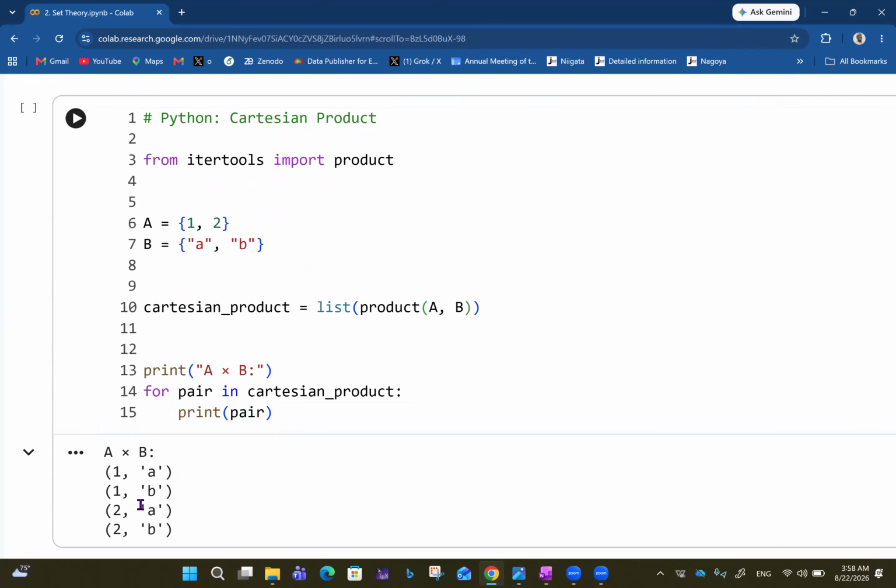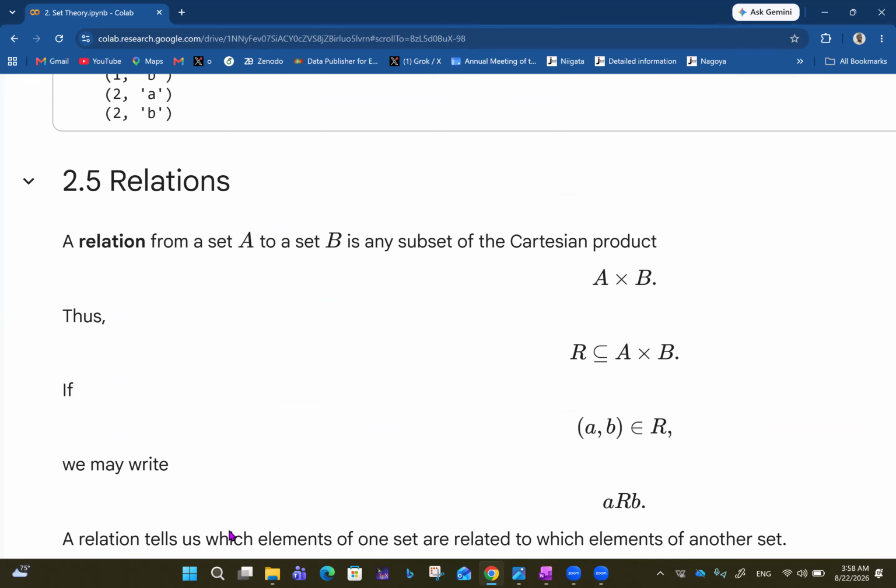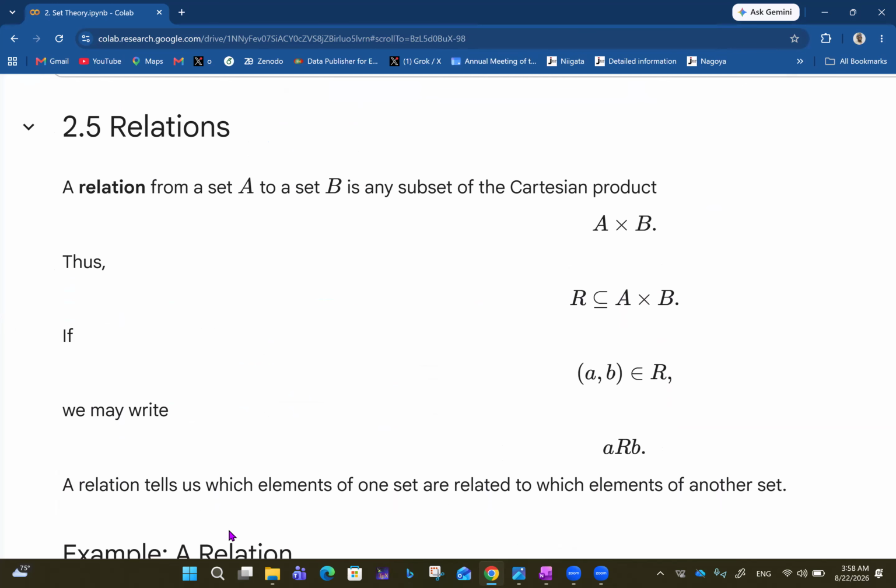So you have 1, 2, 3, 4 like that for Cartesian products. And that takes us to the concept of relations. A relation from a set A to a set B is any subset of the Cartesian product A cross B. So relations are in connection to Cartesian products. A relation from a set A to a set B is any subset of the Cartesian product A cross B.